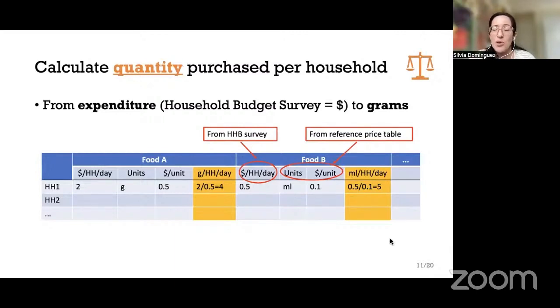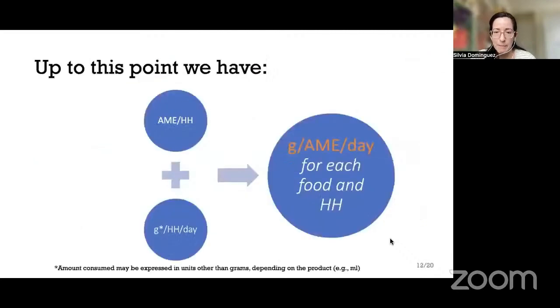We're still at the household level and not at the individual level. We want to go to individual. Remember, this is a whole family that is living under the same place, so we don't know how much each person consumed. But we're already halfway through. We already went from currency to amount of food consumed.